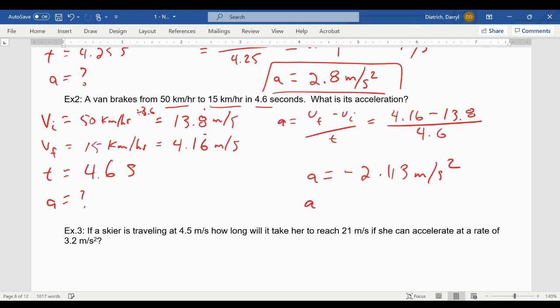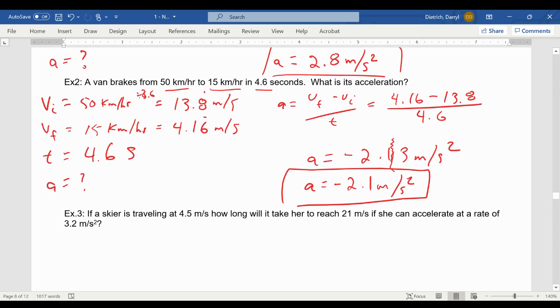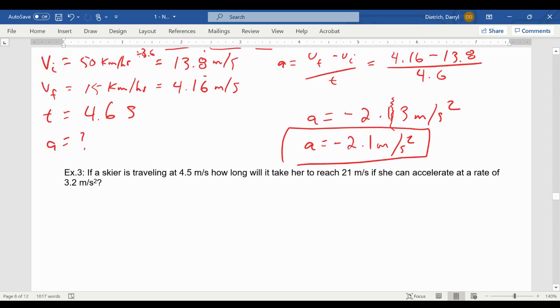If we chop that to sig figs, there are 2 sig figs in the question, so we'll chop that to negative 2.1 meters per second squared. Checked it for sig figs, checked it for units, put a box around it. That one's done.